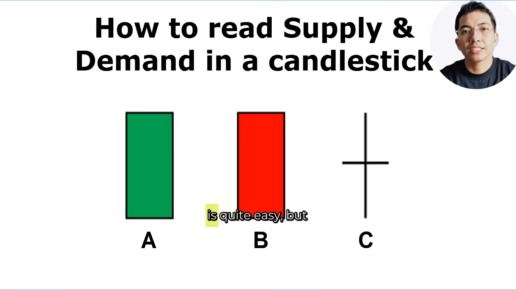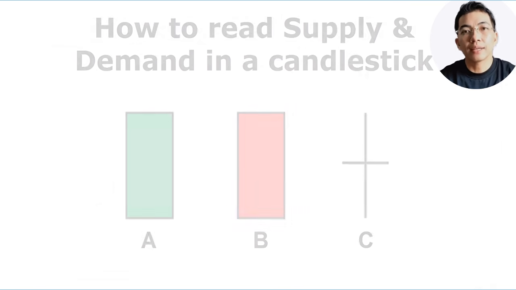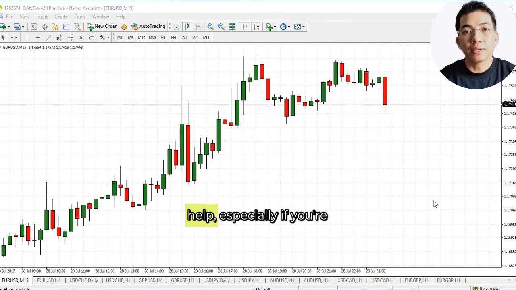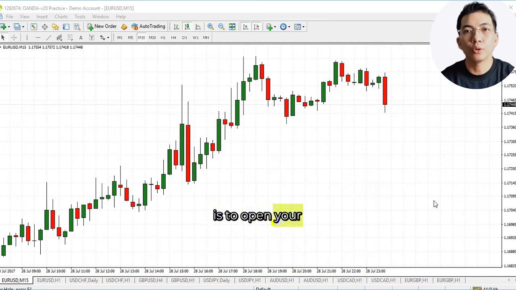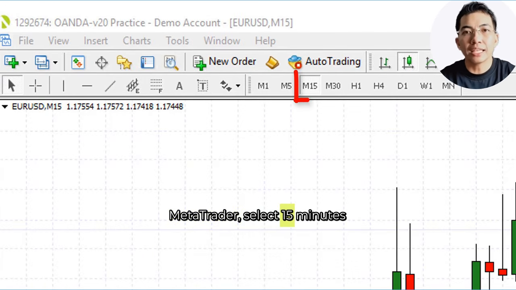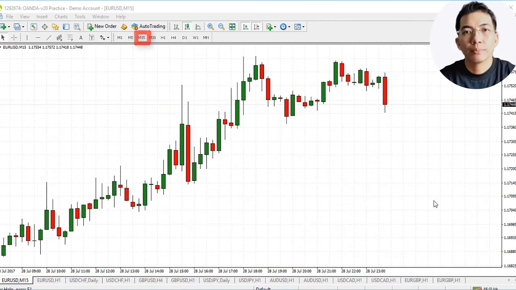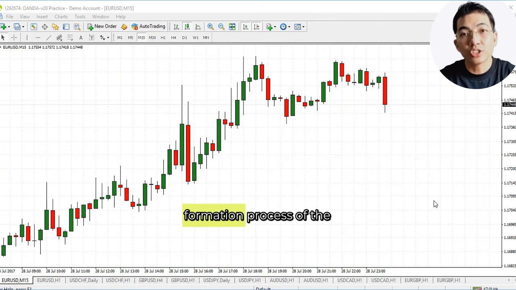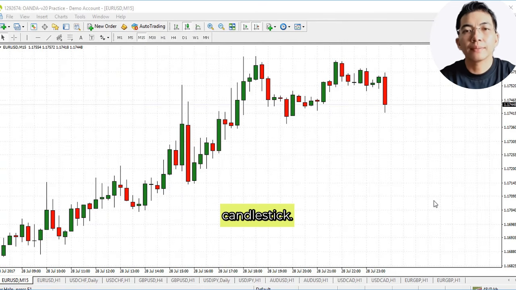I think that it is quite easy, but I invite you to have a look at other candles and try to make your deductions on what happened during that session. An exercise that can help, especially if you're not familiar with candlesticks, is to open your MetaTrader, select 15 minutes as a time frame, and have a look at the new candlestick from the beginning till the end. It will give you an idea of the formation process of the candlestick.